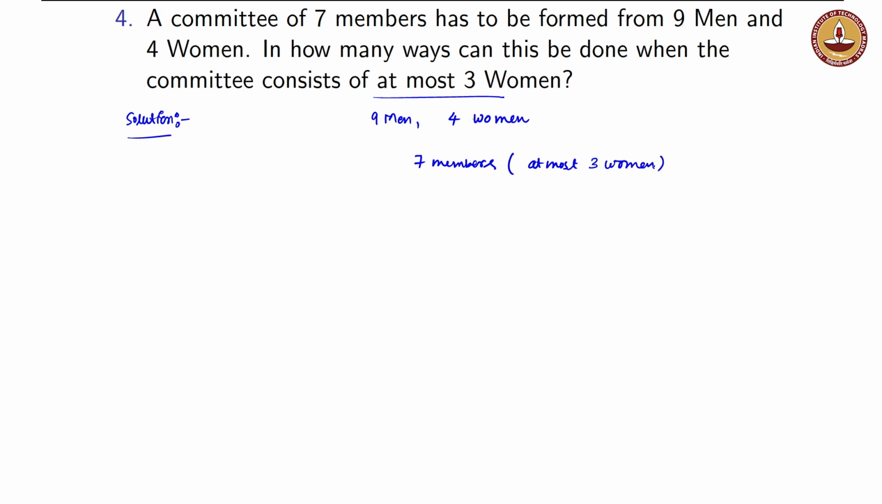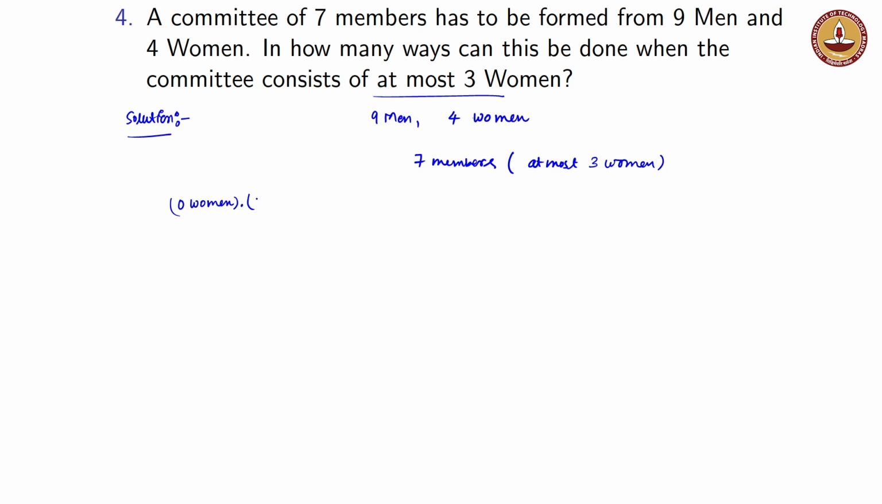Okay, that means there can't be 4 women. We cannot select all 4 women for the committee, because the condition is at most 3, meaning up to 3, not beyond 3. So how can we do this? Basically, we can say 0 women. If we have 0 women, then we have to select all 7 men.